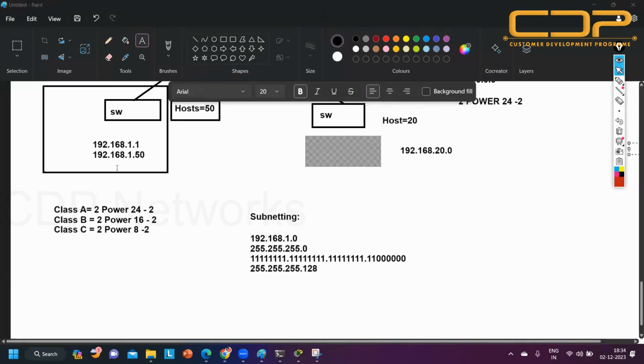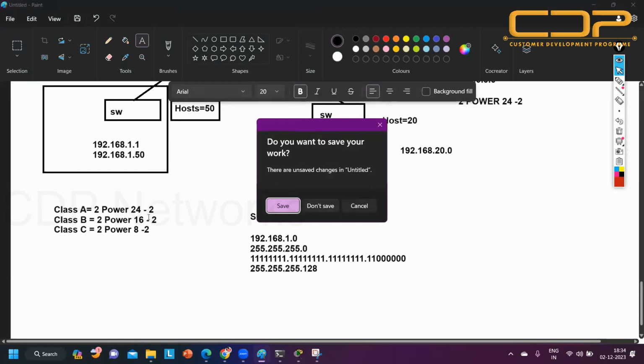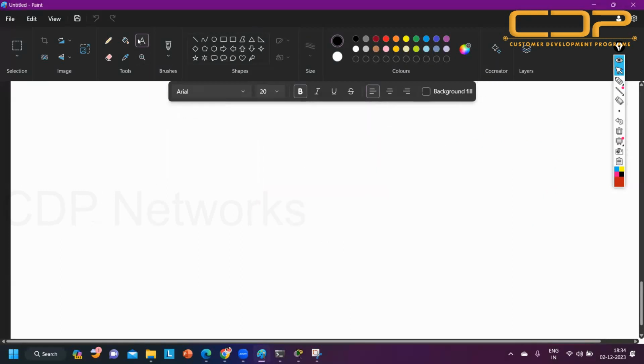For that, just wait. Take 192.168.1.0, and I'm going to borrow one bit. Then my subnet mask will be 255.255.255.128. And I need to find the number of networks first here. Number of networks will be 2 to the power n. n is borrowed bits. Here I have borrowed 1 bit. That means 2 to the power 1 is 2. Total number of networks is going to be 2.